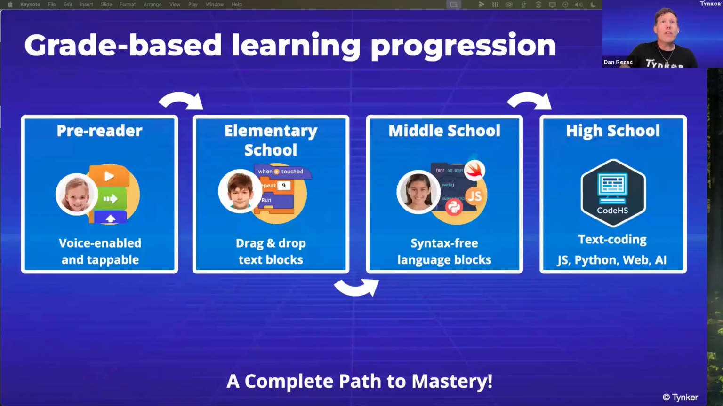So Tinker really has this kind of progression, right? You start with pre-reader with this great Tinker Junior app, and that's all icon based and voice based. There's no text in there. It's all voice enabled, tappable. They move from there to block based, and then the transition is really, really smooth. It's designed to start them in that Tinker environment and feel familiar. So when they get into the block environment, it feels familiar, like this is Tinker.